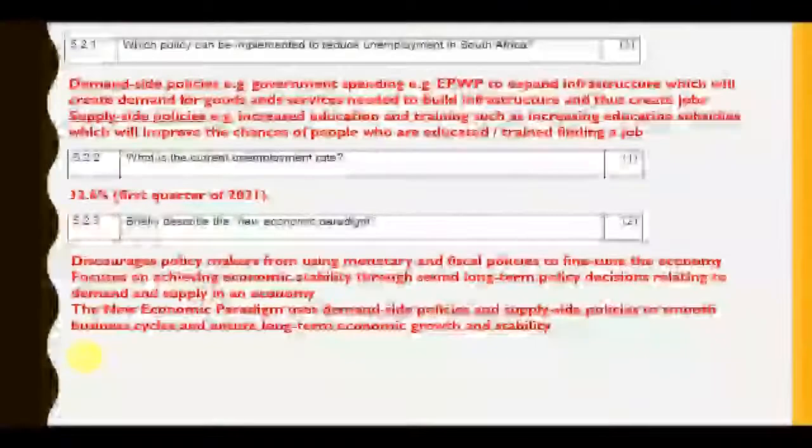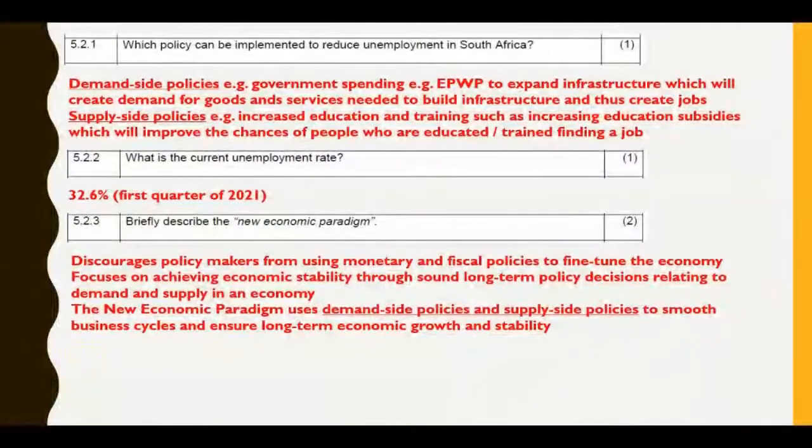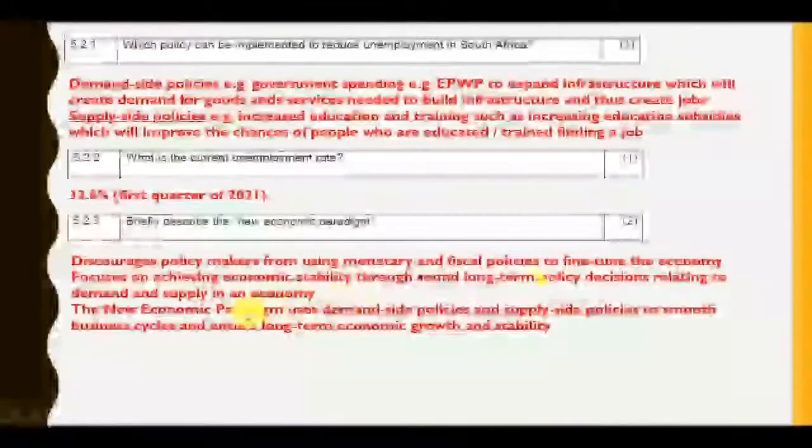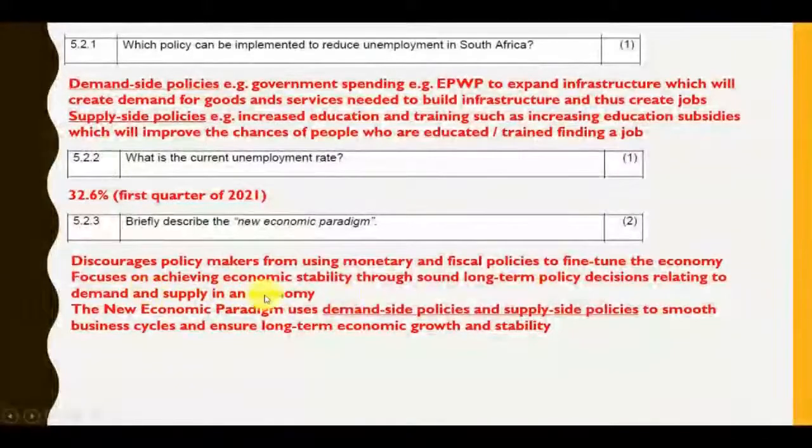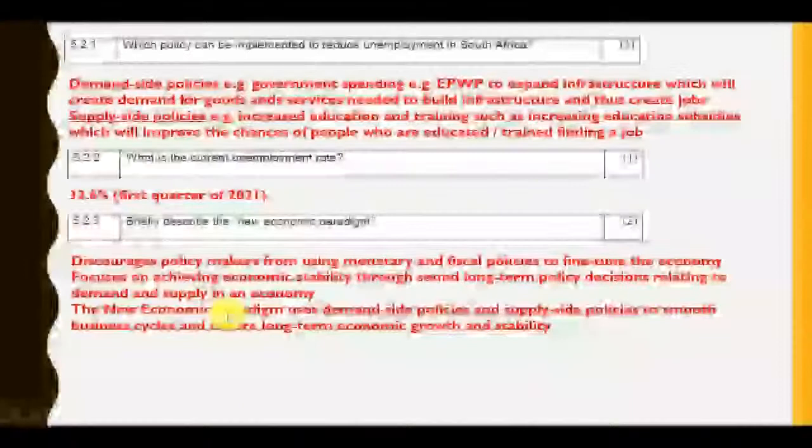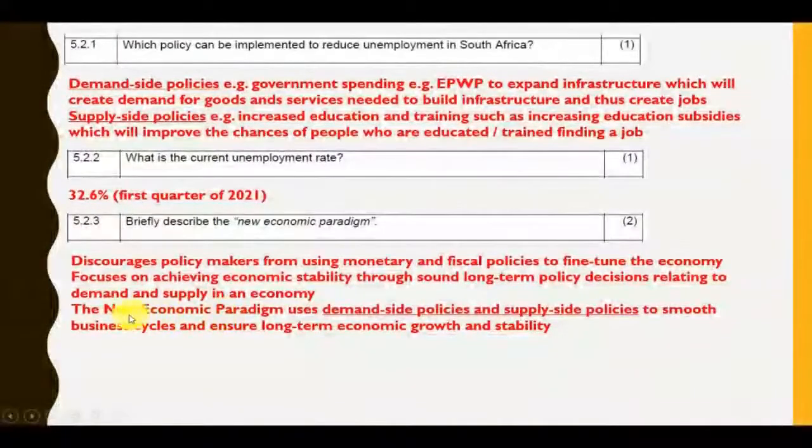Something else you could have written for your definition of the new economic paradigm: discourages policymakers from using monetary and fiscal policies. So that would be demand side policies, everybody. Monetary and fiscal policies are your demand side policies. Focuses on achieving economic stability relating to demand and supply. Okay, so make sure you've got that down.